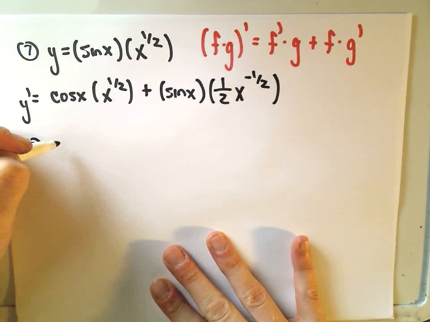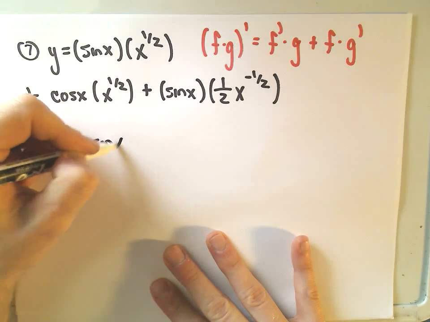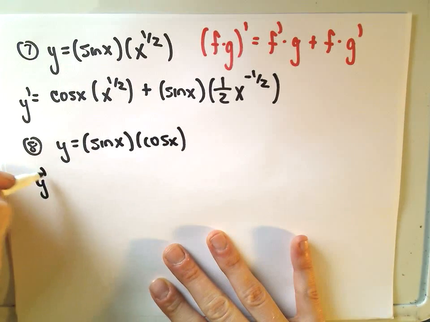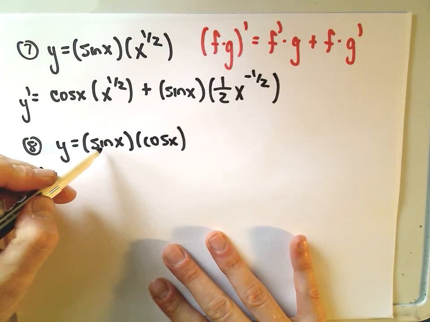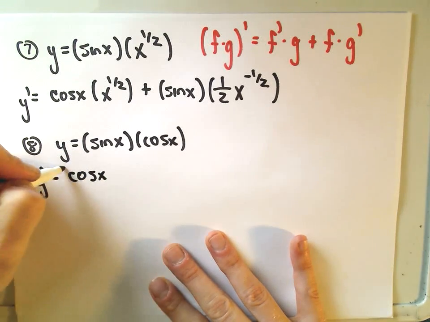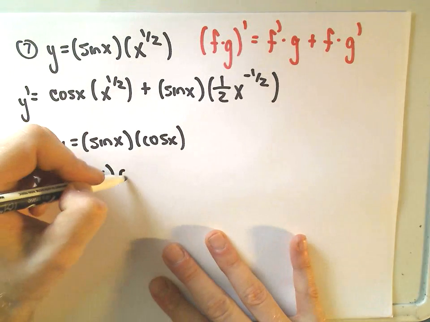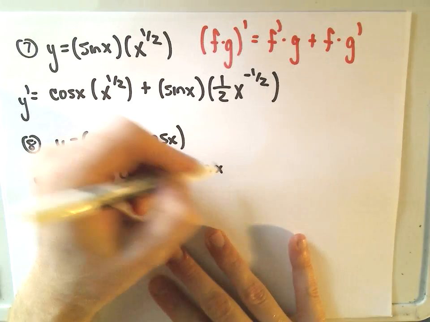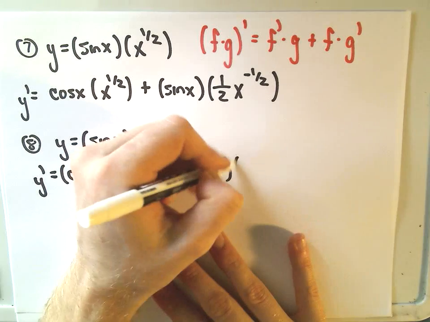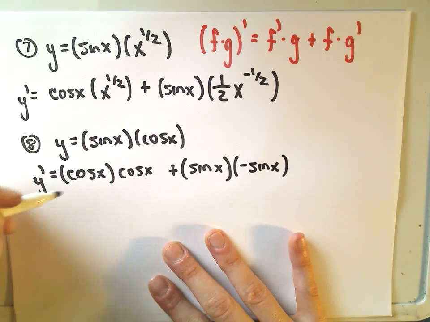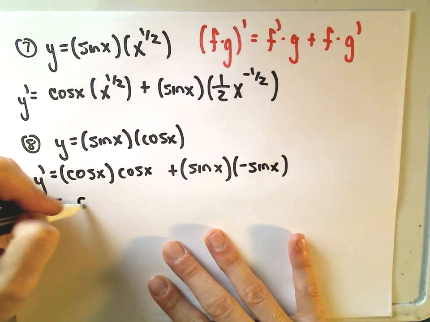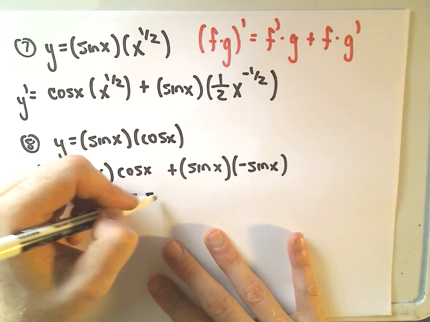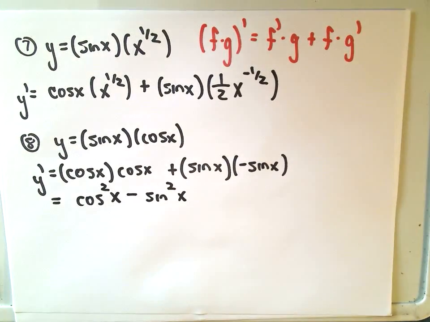So number 8, we had y equals sine x times cosine x. We're just going to use the product rule again. The derivative of sine will be cosine x. So we also have the original cosine x hanging out. Plus, now I'll leave the sine x alone. The derivative of cosine x is negative sine x. So we'll simply be left with cosine x times cosine x, which we can write as cosine squared x. A positive and a negative is a negative. Sine squared x, and we could leave it there.